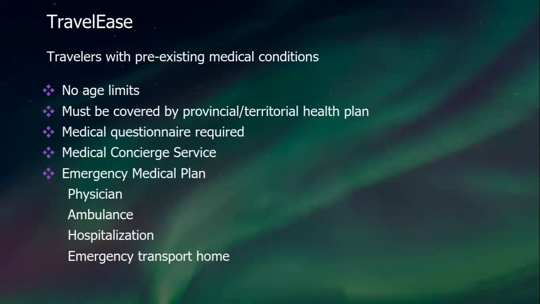So the last plan I'm going to feature today is called Travel Ease, and this is a plan that provides coverage for travelers who do have pre-existing medical conditions. In some cases, the eligibility requirements can be a little bit more strict, but not in all ways. There are no age restrictions for this plan, but travelers must also be covered by their provincial or territorial health plans. There is a medical questionnaire for this plan for all people.